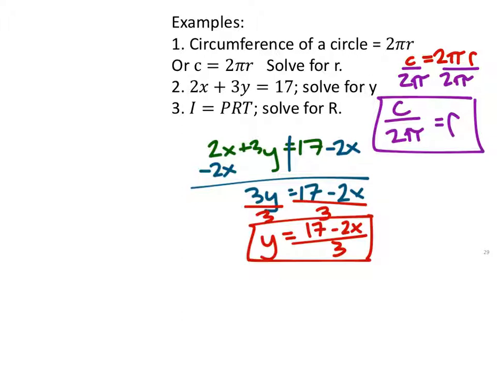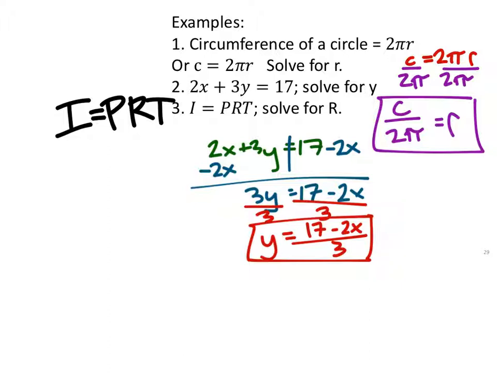Simple interest is principal times the rate times the time. Not that most people use simple interest anymore. But in any case, I equals PRT. We're solving for R in this case, so I don't want the P or the T there.